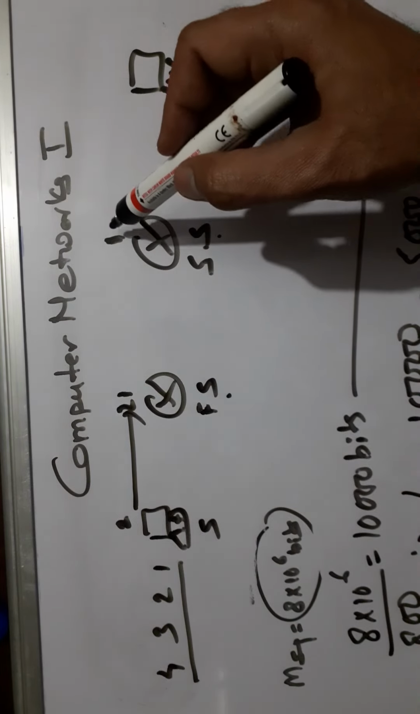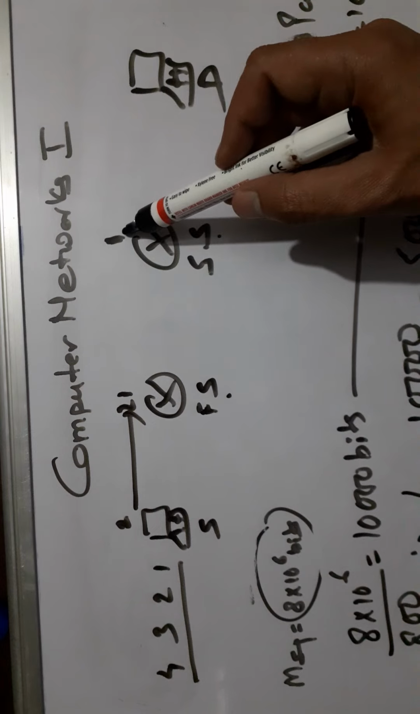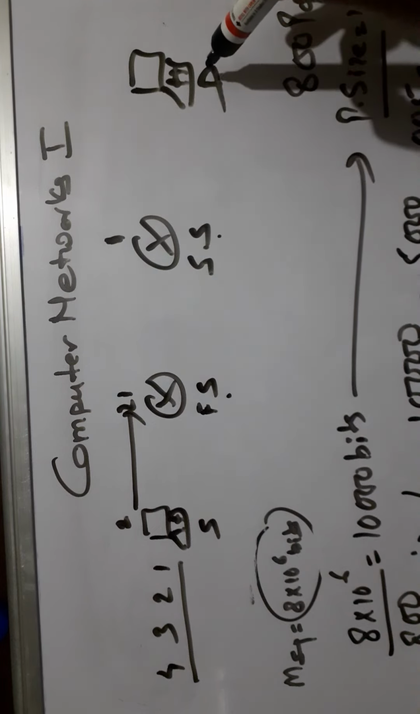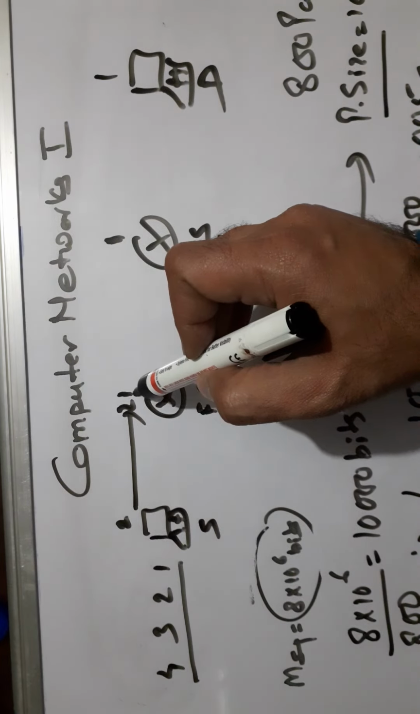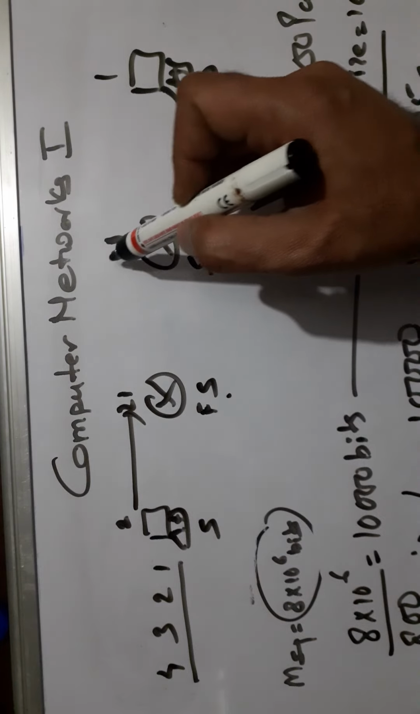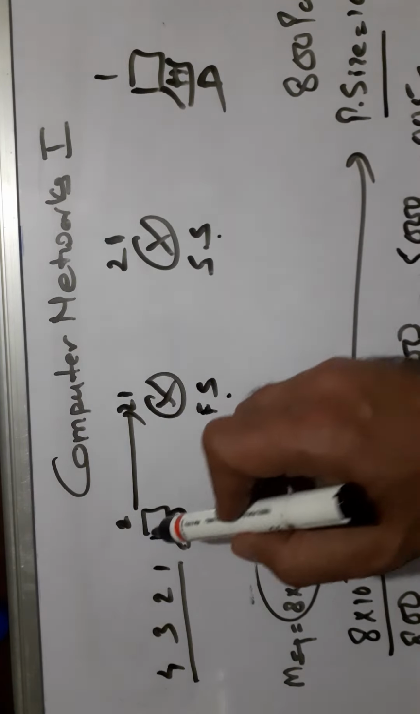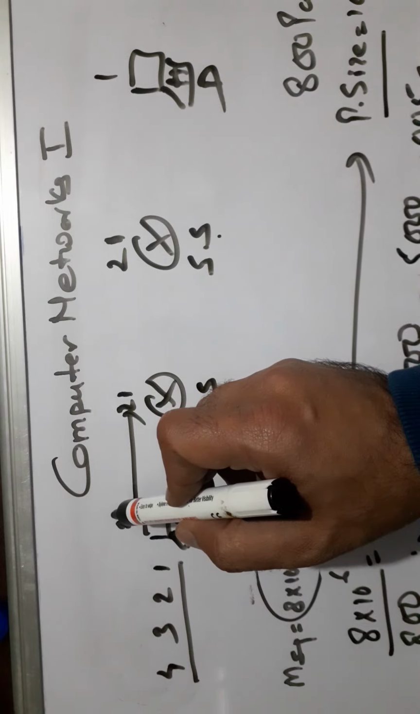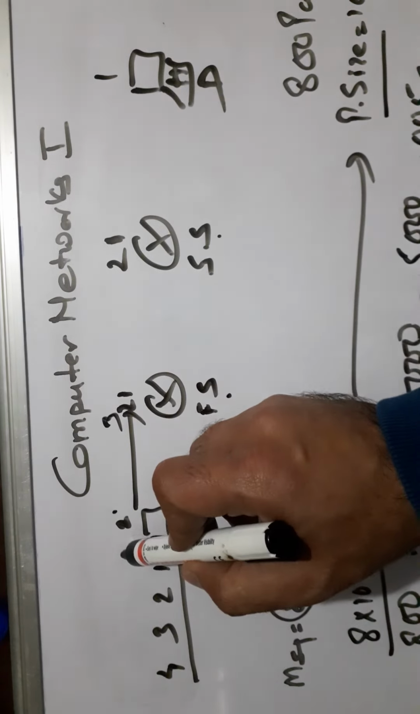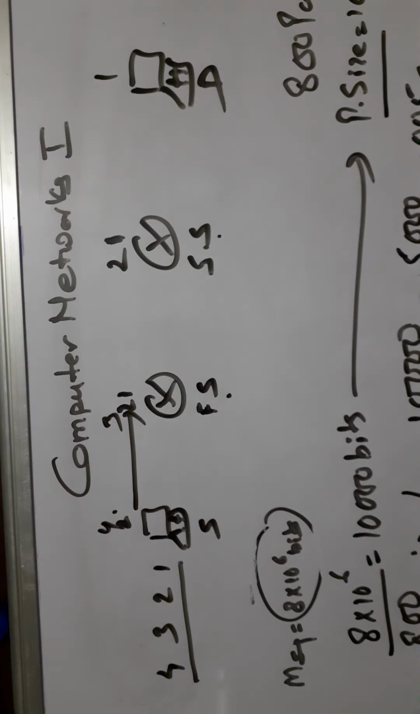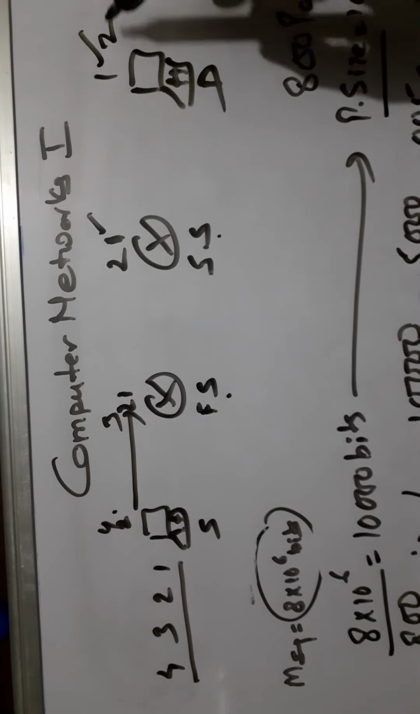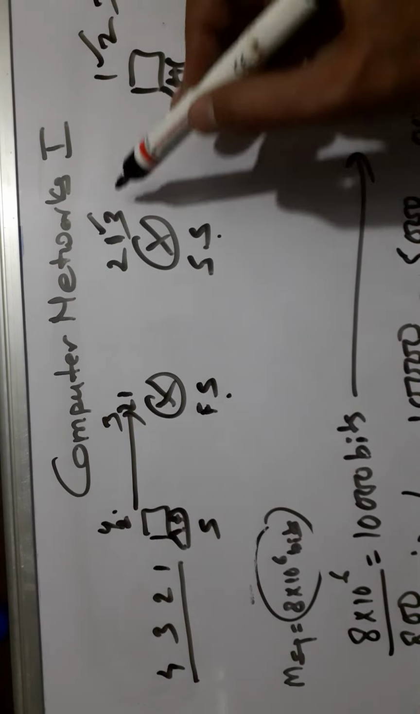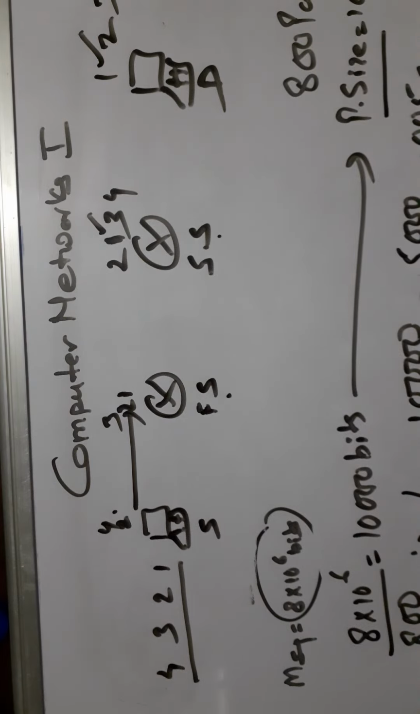Now when your first packet is transmitting from the second switch to the destination, during the same time your second packet is transmitting from the first switch to the second switch, and during the same time the third packet is transmitting from here to here, and the fourth is in the queue. So when the first packet is here, the second one is here. When the second packet is here, the third one is here. When the third packet is here, the fourth one is here. So let's understand this thing.